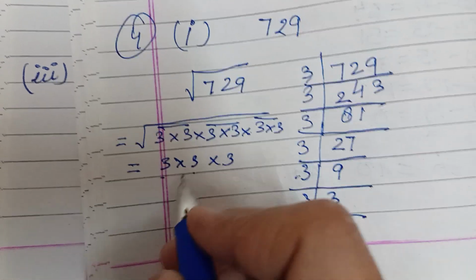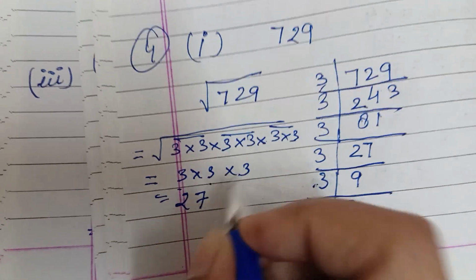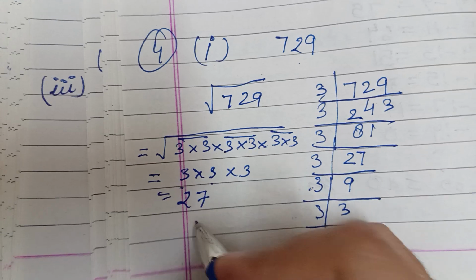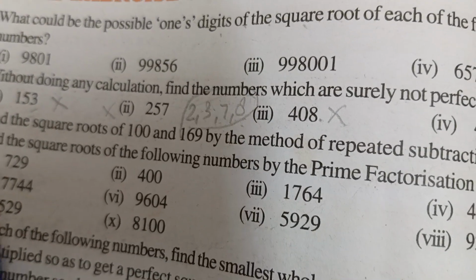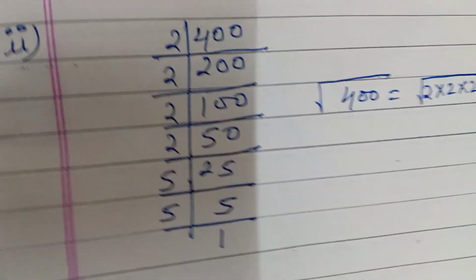3 3 is 9, 3 is 27. So the square root of 729 is 27. Next is 400. So we did the prime factorization.